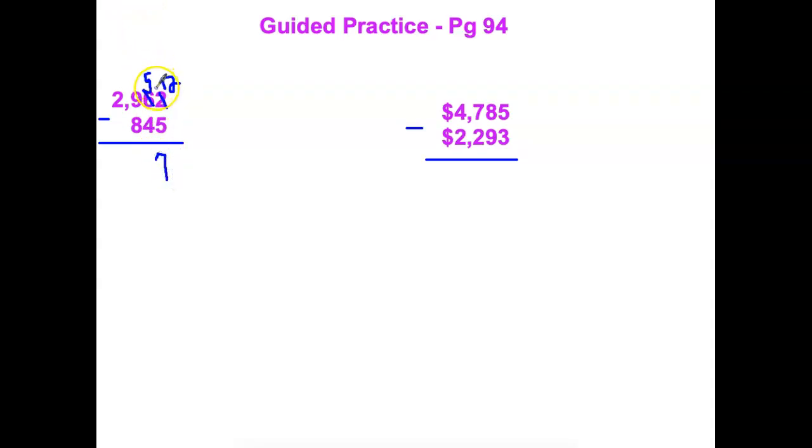And if I do 12 minus 5, I have 7. Now I'm into my tens column. 5 minus 4 is 1. That's easy. 9 minus 8 is 1. And then 2 minus nothing is 2. So when I subtract 2,962 minus 845, I will get an answer of 2,117. And guys, all this up here is just regrouping.